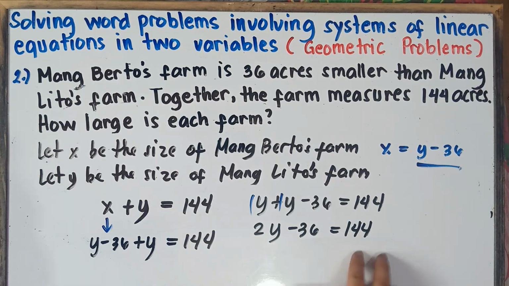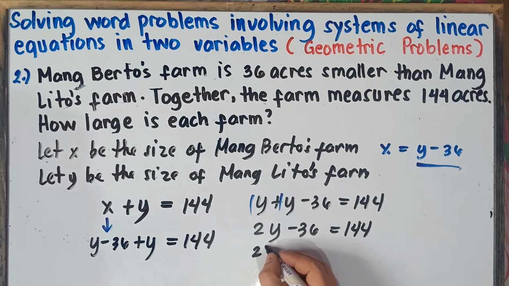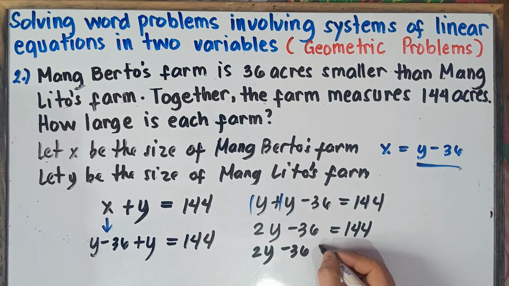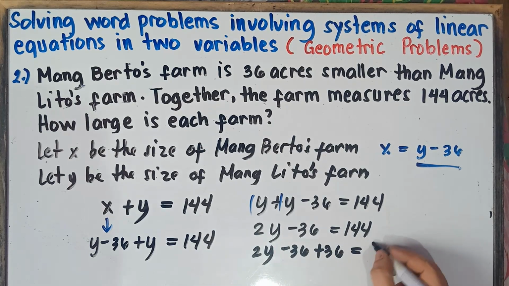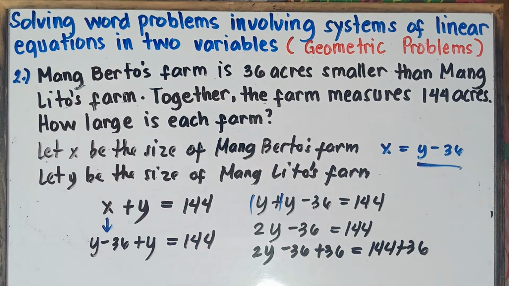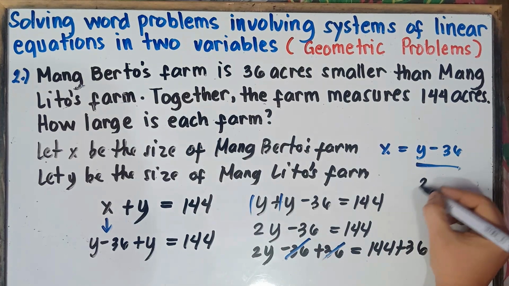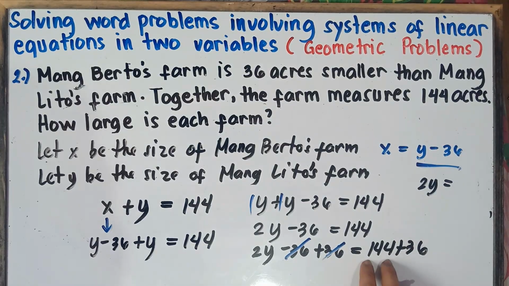To get the value of Y, we can add both sides by 36 so that we can cancel this out, and the remaining expression will be only 2Y. So copy 2Y minus 36, add both sides by 36: equals 144 plus 36. Why do we need to add 36 to both sides? So that you can cancel this out and the remaining expression will be only 2Y. So 2Y equals 144 plus 36.